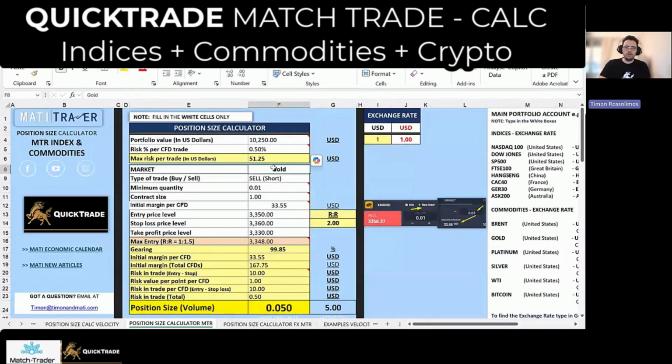And you can put gold, you can put whatever index is available on MatchTrader, whatever crypto, they have crypto on MatchTrader, okay? So QuickTrade, MatchTrade work very hand in hand. Velocity Herenia is for JSE stocks, JSE indices, and maybe some Forex trades. MatchTrader is for indices, for commodities at a much cheaper price, and also you're trading with US dollars, so instead of rands, which is also protecting your position.